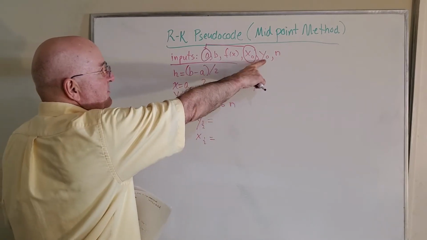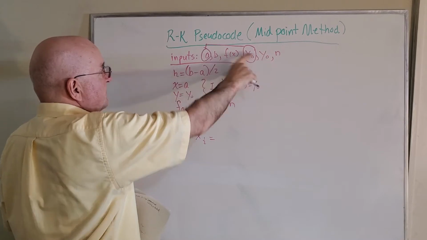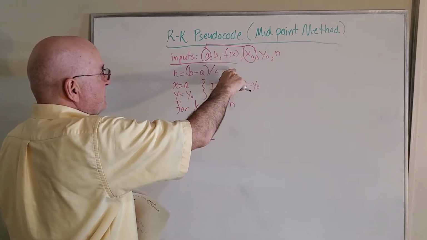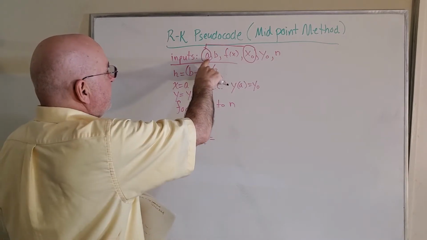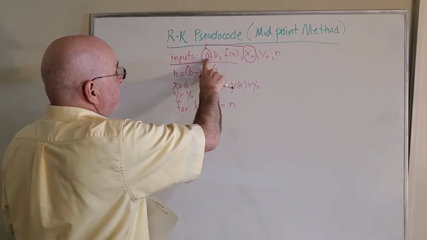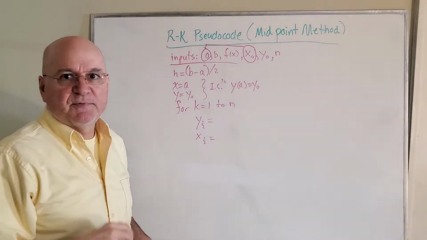You'll also need to know your initial value for your initial condition, y0. So the function, you have an xy pair as your initial value. The initial value x0 is going to be a, and then y0 would be the y value corresponding to that.